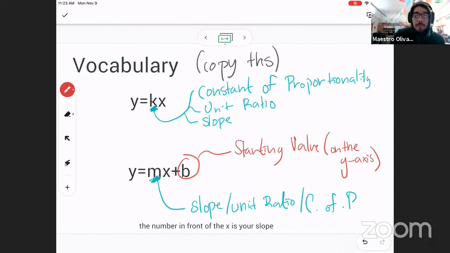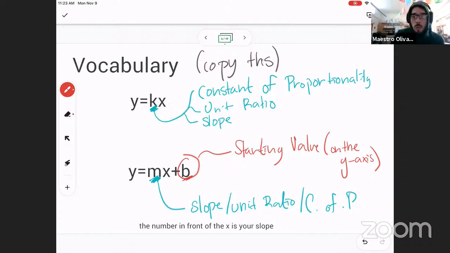So that number, the letter B, is your starting value. Brian, I already told you no. Not today. B is our starting value on the y-axis.